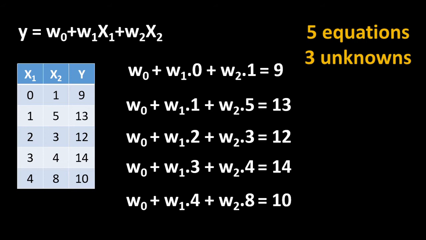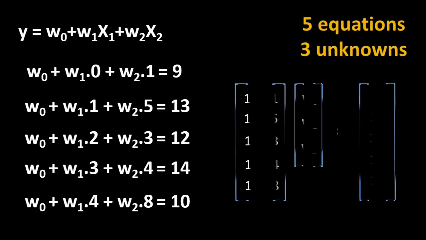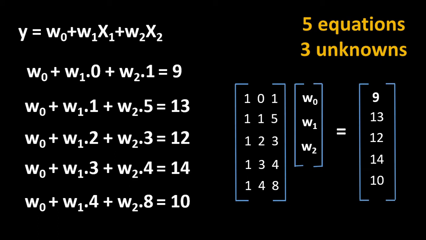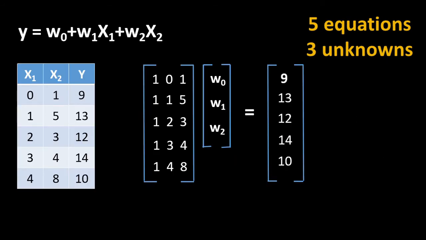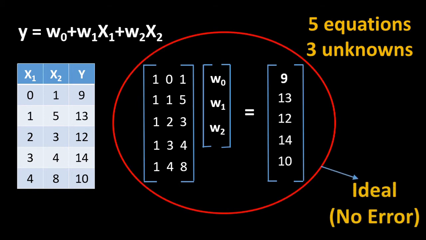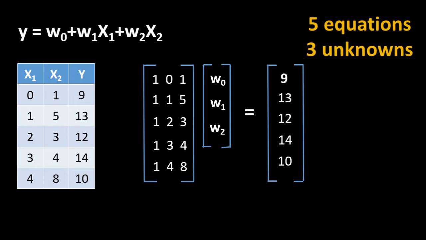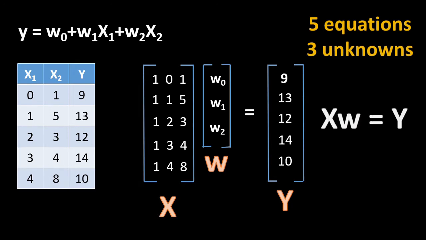Let us first represent these equations in matrix form. So if we are able to find exact values of w0, w1 and w2, then this will become an ideal case where there will be no error associated with this model and everything will be fine. You know, we live in the real world and so errors are inevitable. Let us call this matrix X, this matrix W, and this matrix Y. So in an ideal situation, we would have XW equals capital Y. But what we find is that no exact solution exists for this equation.